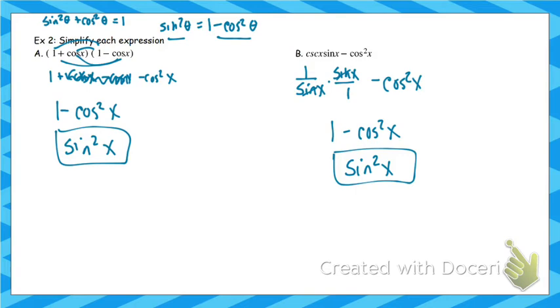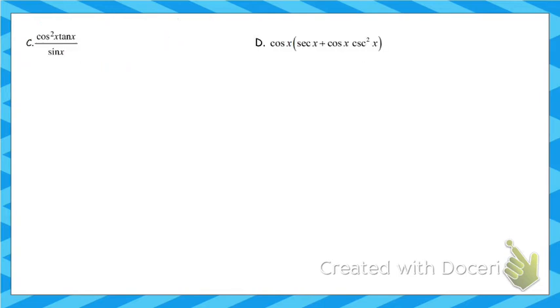So that's why, again, it's really important to be familiar with these, because it makes them a lot easier because you kind of know some ideas of some things you can do. All right, let's look at this next one. Cosine squared times tangent divided by sine. Again, more than one way to get there.